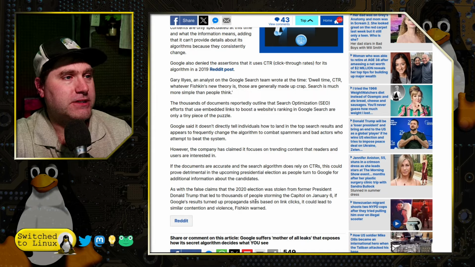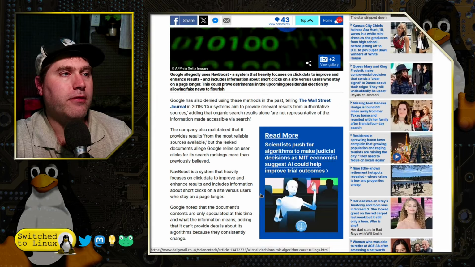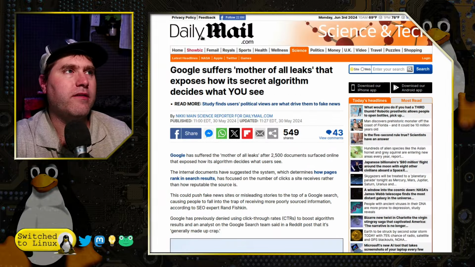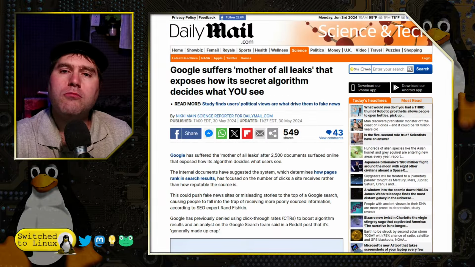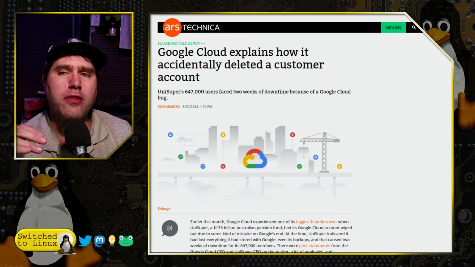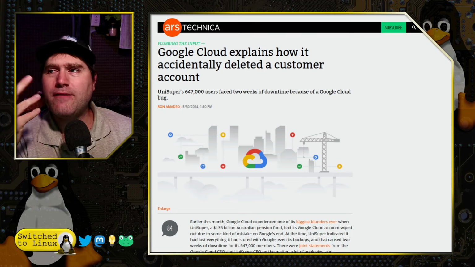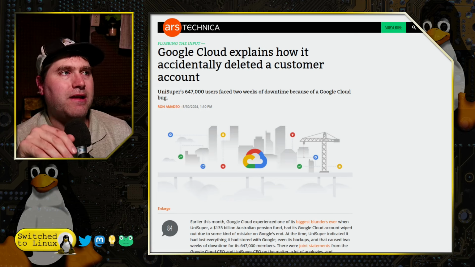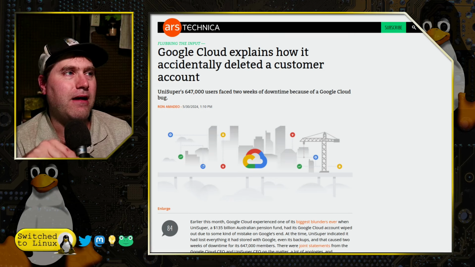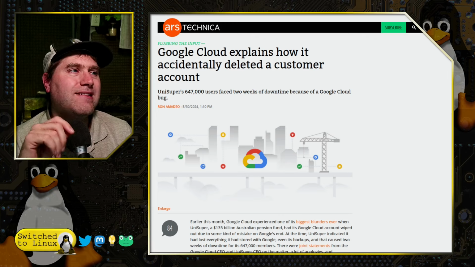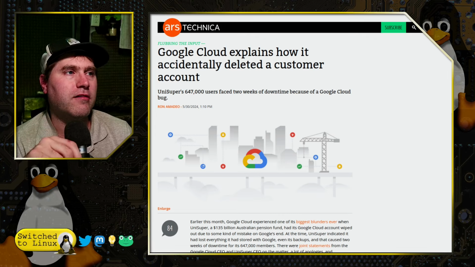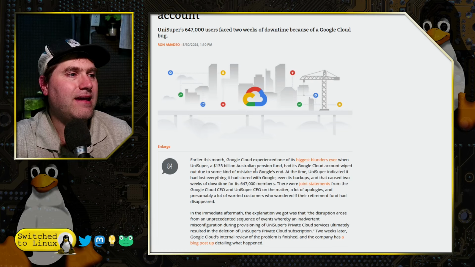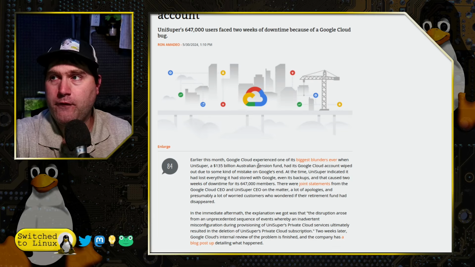Regardless, this particular article did cover this information and how Google feeds you information, but I wanted to focus more on the security end. Now, this deals more with companies, but we have to think about our own data as well. So Google Cloud explains how it accidentally deleted a customer account. 647,000 users faced 2 weeks of downtime, and this is a pension fund.